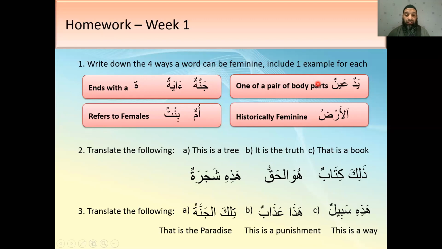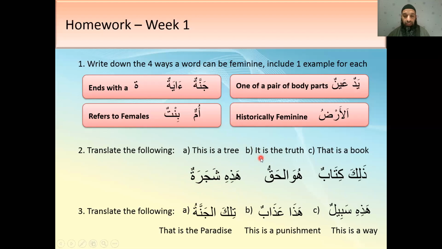Okay, the next one is number 2. Translate the following. This is a tree. It's hadihi shajaratun, because shajaratun is feminine because of the ta marbuta. So it's going to be hadihi and not hadha.